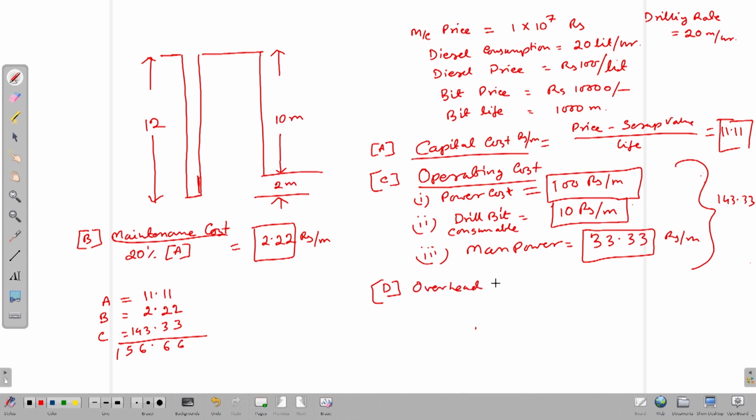this overhead cost is basically the cost incurred by the head office, by the other supporting staff, recreations, etc., timekeepers, legal requirements, all this comes under this overhead cost. So, this overhead cost, let us consider it is 10% of the sum of A plus B plus C. So, that is why it is coming 10% of ₹156.66.